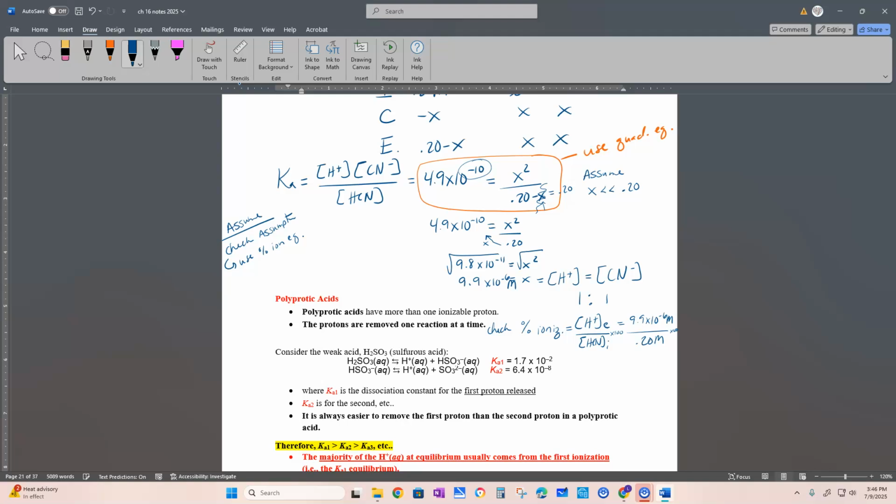Okay, very small number. So this percentage, sorry, I'm out of room. I don't like to cut it off right here. I'm going to get 0.0049%. People, that's barely a crumb. Barely a crumb. So, how do you know if this is a good assumption? So here's the rule.